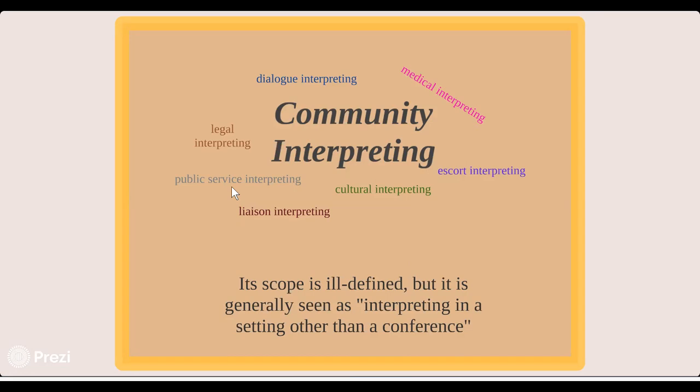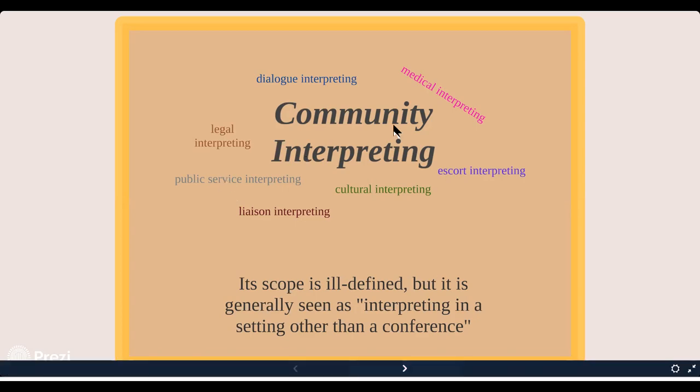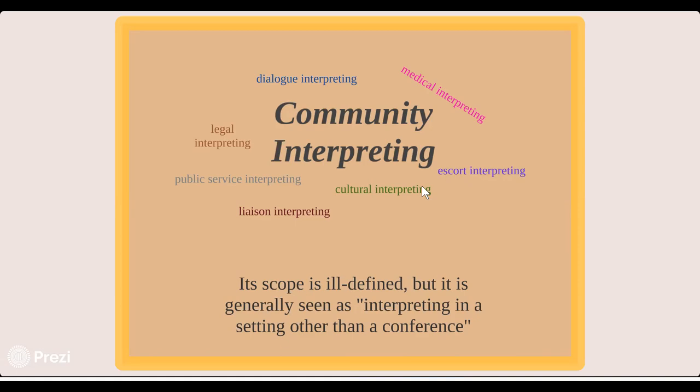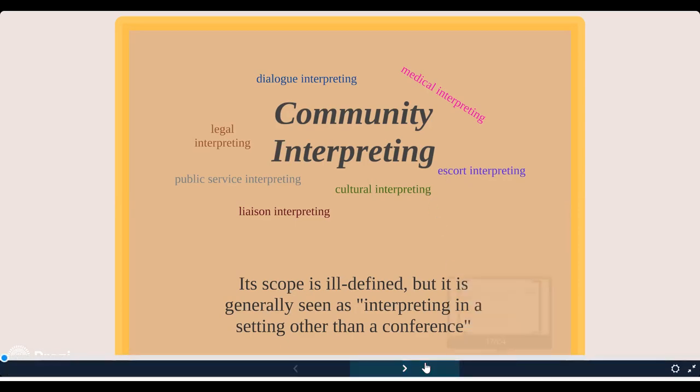In community interpreting, we have many types of interpreting. Let's say, for example, legal interpreting goes under community. We have immigration interpreting, healthcare interpreting, and interpreting for immigrants and legal asylum. There are many types that go under community interpreting. As we can see here, it also includes escort interpreting, cultural interpreting, liaison interpreting, public service, legal, dialogue interpreting, and many more.